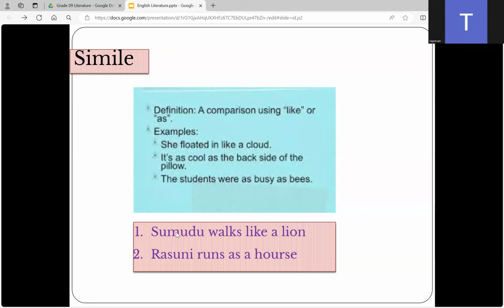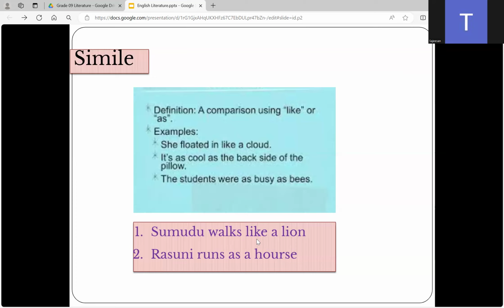Here are some other examples. Can you read number one? Somebody walks like a lion. Second one. Rasuni runs as a horse. Here you can notice the words like and as.